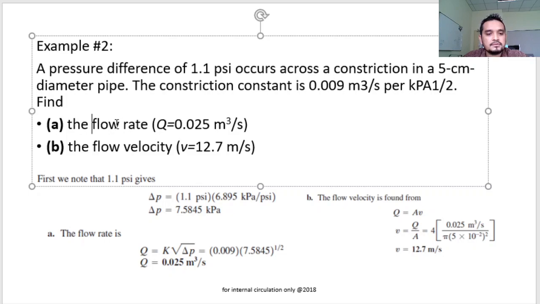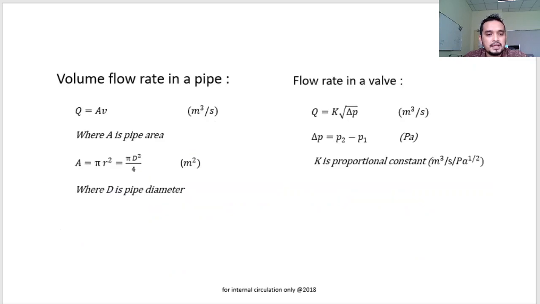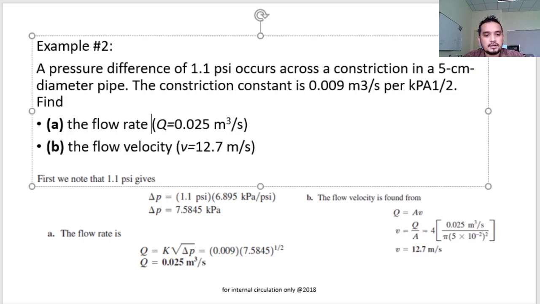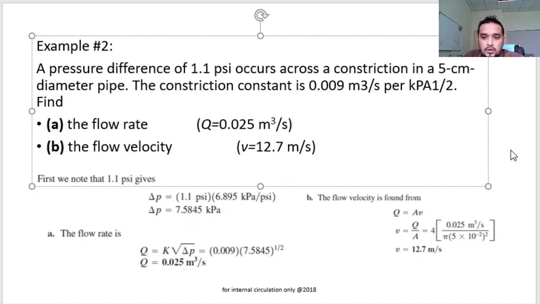First, we have to be able to identify these two quantities: the flow rate, which is Q, and the flow velocity, which is V. And be careful of this one. This question is asking for flow rate, which is Q, and the flow velocity, which is V.